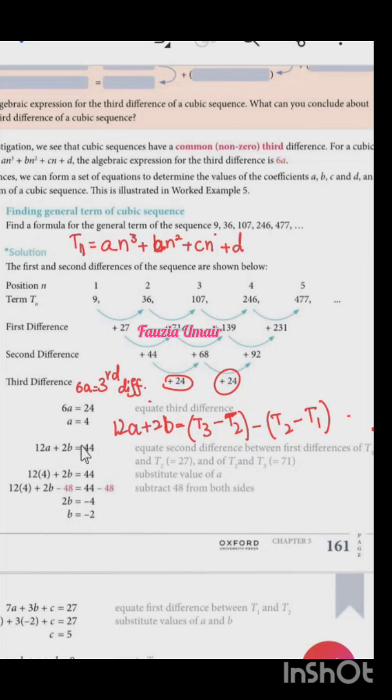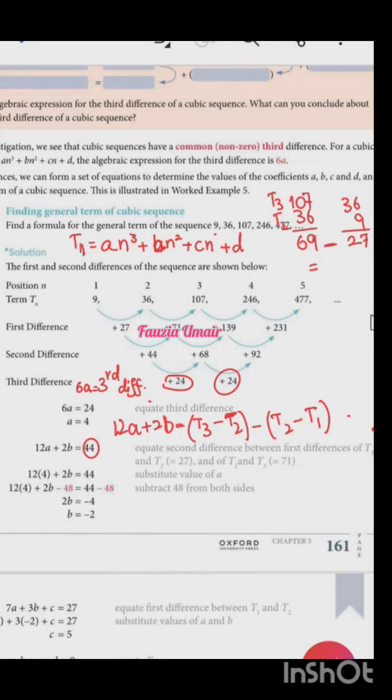Now look, here it's written 44. So how is this 44 coming? Look, t3 minus t2 is 107 minus 36. And if you do t2 minus t1, it's 36 minus 9. So the answer of this part is 71 minus 6... 17 minus 6 is 9. 69. And from this side it is 16 minus 9 is 7, 27. So now you need to find the difference again. So this will be, Miss, it's 26.